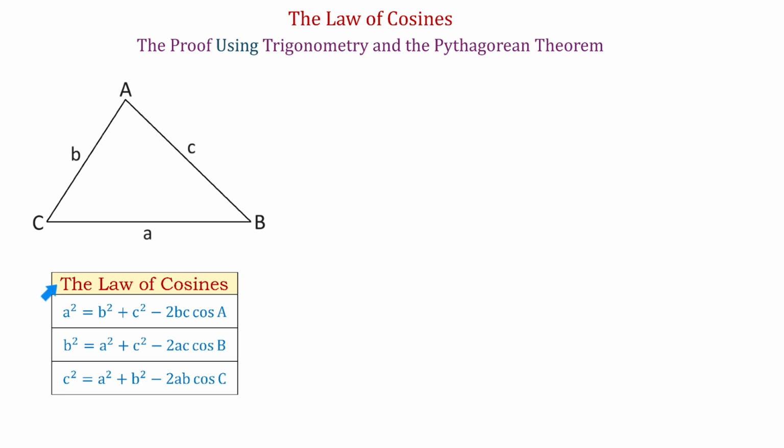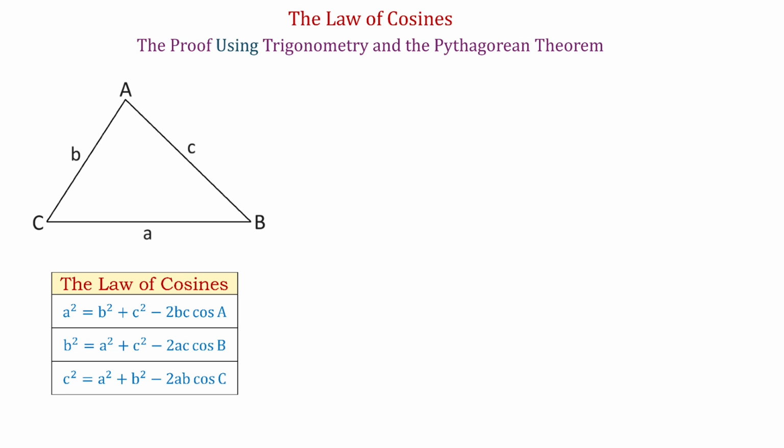Then the law of cosines states that the square of a side equals the sum of the squares of the other two sides minus twice the product of these two sides multiplied by the cosine of the included angle.